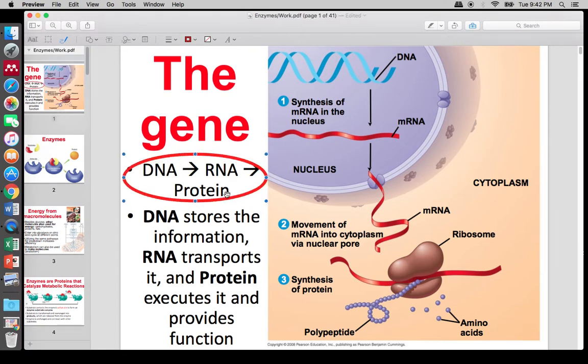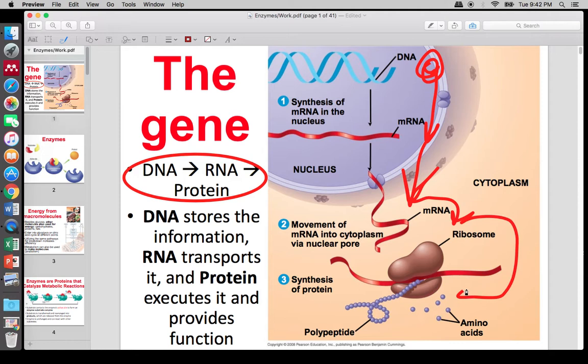The picture over here is going to do a really good job showing that DNA is always just going to stay in here. It can transcribe to RNA, and then the RNA goes out of the nucleus. Ribosomes produce proteins from RNA. And everything that we're dealing with in this section of the class is always going to be proteins. Proteins are what provide all the function in the cell.